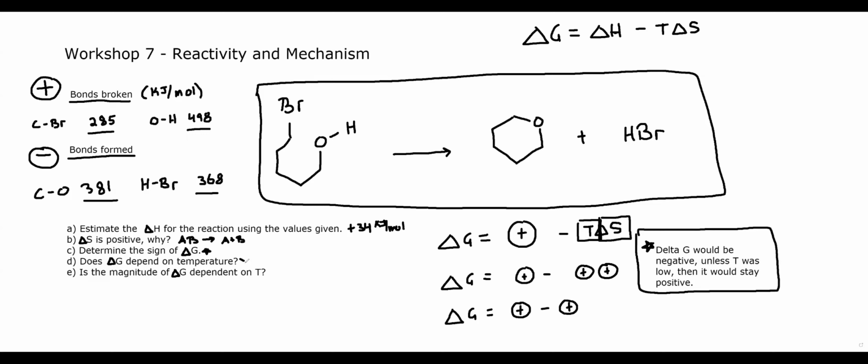Does delta G depend on temperature? The sign, yes. Is the magnitude also dependent? Yes. The magnitude and the sign of delta G are dependent on the temperature. Okay. Again, Gibbs free energy, very important equation, so make sure you know that for this chapter. Okay, delta G equals delta H minus T delta S.